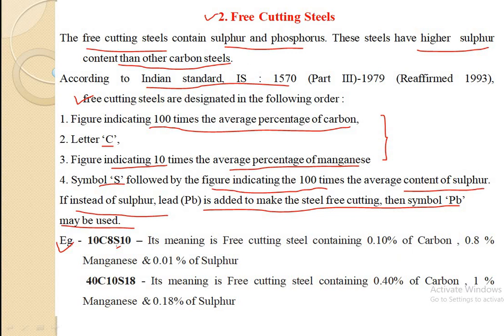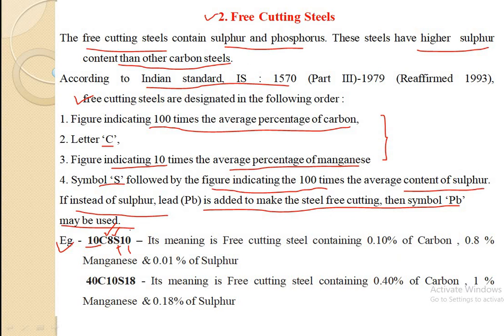Now how is it designated? This 10 stands for 100 times the average content of carbon. This C stands for carbon. This 8 stands for 10 times the average percentage of manganese. This S stands for sulfur. And this again 10 stands for 100 times the average content of sulfur.